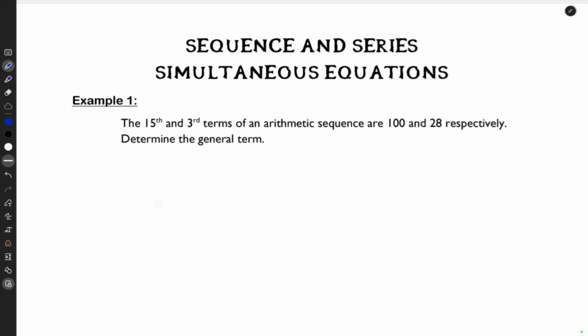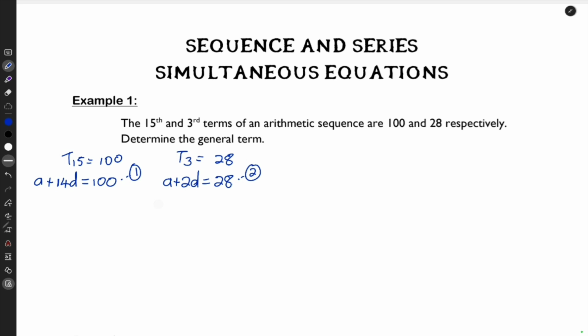Like you just saw, we are going to use the TN formulas. So if they tell me the 15th term is 100 and the third term is 28, I'm going to say T15 equals 100 and T3 equals 28. But a different way of writing it would be a plus (n minus 1)d, and if n is 15, this would be a plus 14d equals 100, and this one would be a plus 2d equals 28. That would be equation 1, and that would be equation 2.